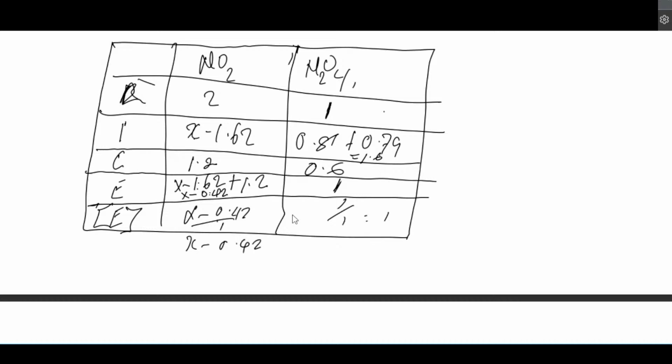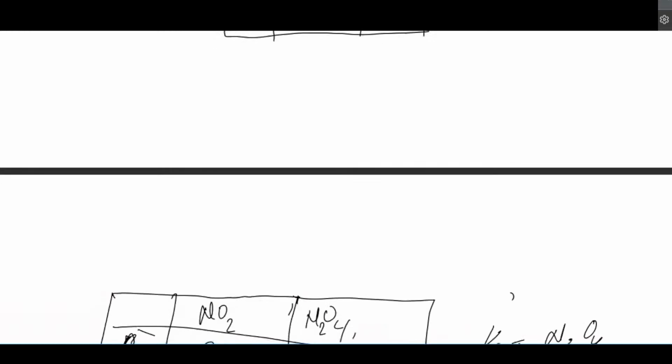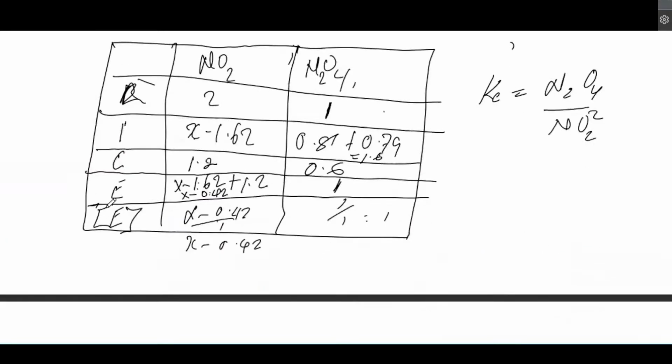Yes. So now, after that, I apply the Kc. Kc is equal to the product, which is the nitrogen tetraoxide, divided by nitrogen dioxide, but this one is squared. But I found my Kc before. The value is 0.81 divided by x minus 1.62 squared. This is equal to the Kc.